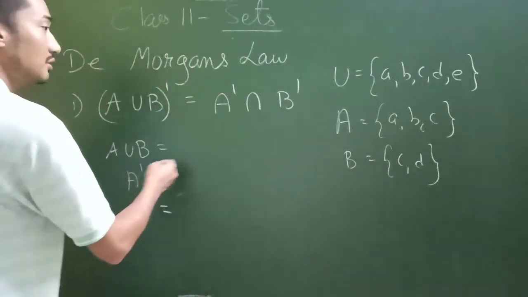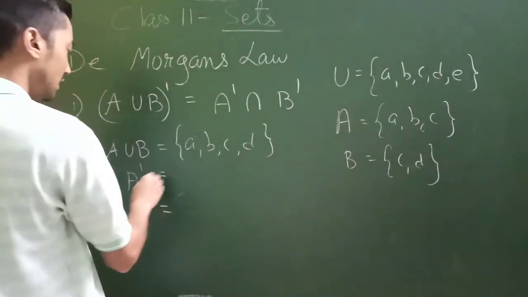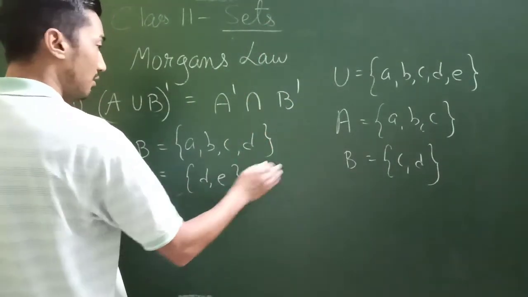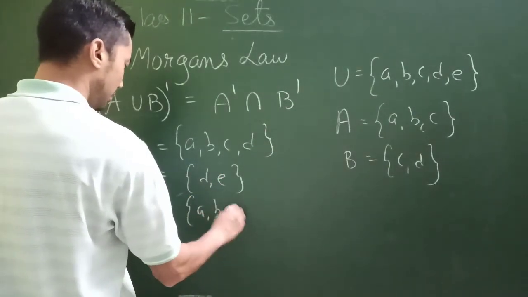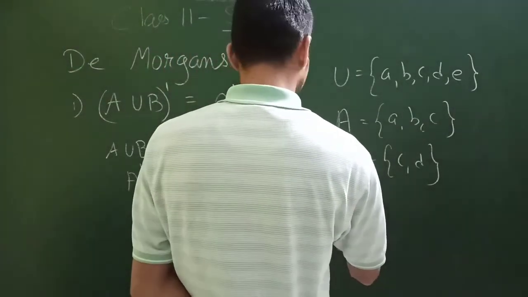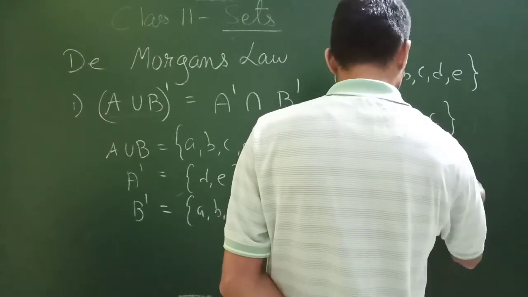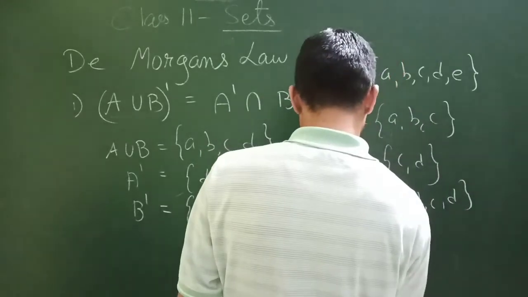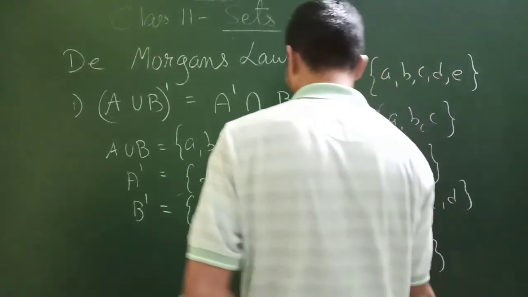Okay, so A union B will be A, B, C, D. A complement: A, B, C, so it's going to be D, E. B complement: C, D, so A, B, E. Right. I'm going to write it here, because I need that in the proof. A union B: A, B, C, D. A complement: D, E. B complement: A, B, E.